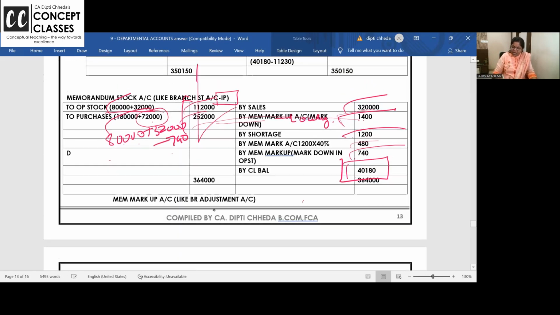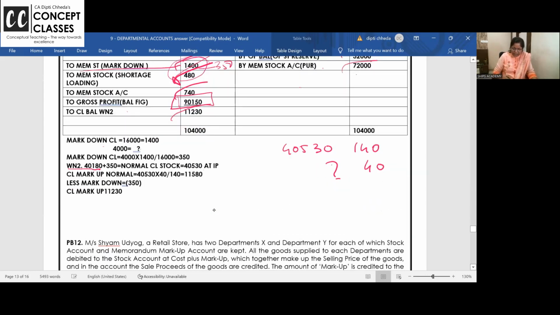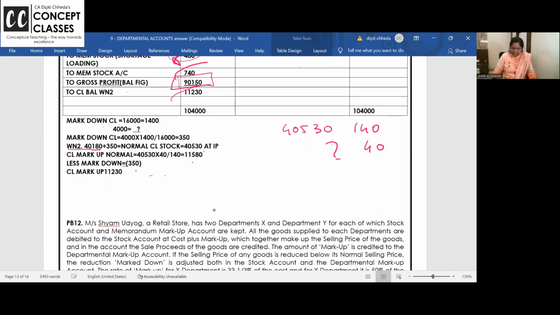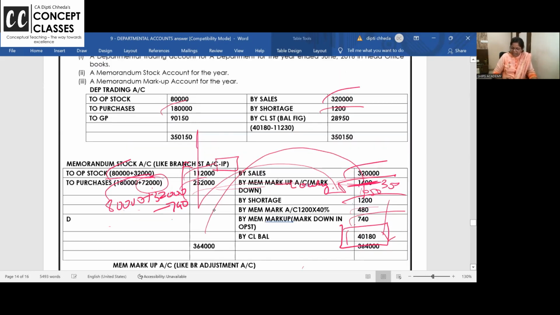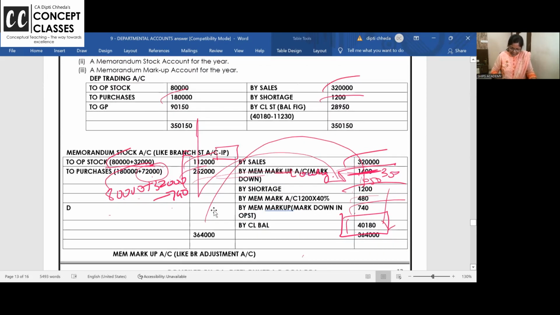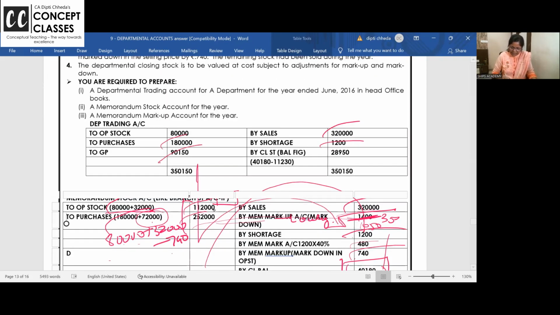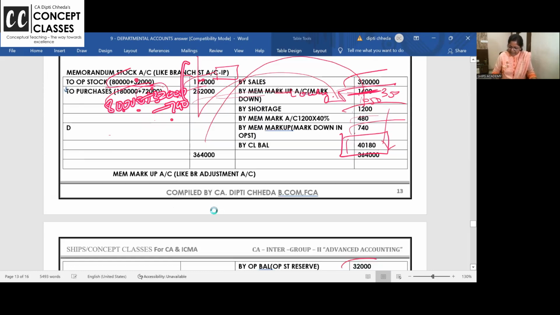4180 is the closing stock after markdown 1400, but 1400 में अभी भी 350 तो बाकी है. So actual markdown is only 1050. अगर ये 1050 रहता तो automatic 4180 में 350 ऐड हो जाता. That's what I have done. 4530 and 4530 into 40 by 140. That's our equation. And now what you are getting is normal markup minus 350, 11230. Once you get this, 90,150 आ गया आप सबको.